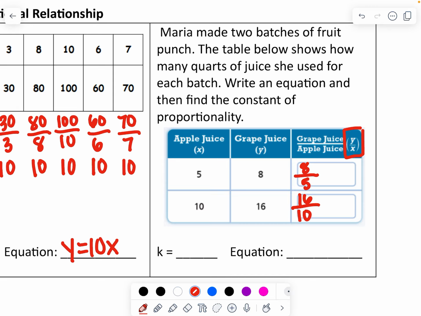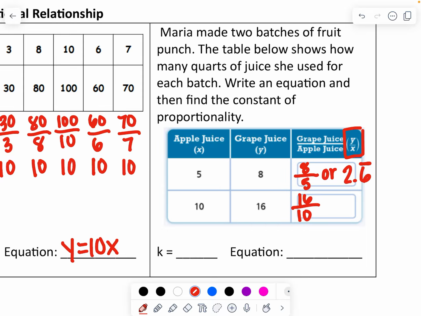Now 8/5 is already simplified, so we can keep it like that. I'm not going to change it to a mixed number. We're not going to change it to a mixed number on any of these. They stay as improper fractions, or you can change it to a decimal. If we change this one to a decimal, it's tricky because it's repeating, so it'd be 2.6 repeating. In this case, I would probably stick with the 8/5.